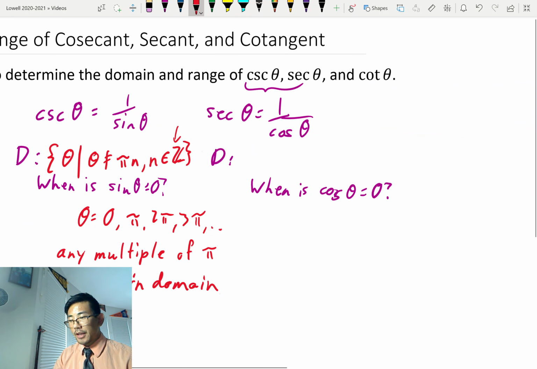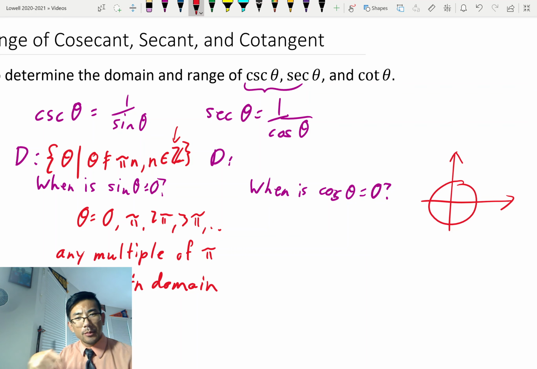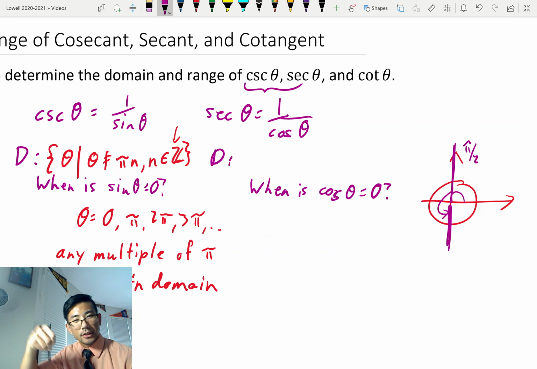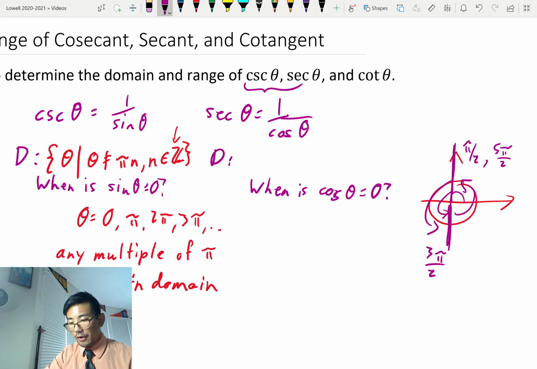If we're trying to figure out the domain of secant, we need to figure out when cosine is equal to 0. So I'll draw another little unit circle here. That would be when the x coordinate is 0, so that would happen right here. That first angle would be at pi over 2, but it would also happen down here at pi over 2 plus another pi, so that'd be at 3 pi over 2. If we keep going, then we'll be at 5 pi over 2, and then 7 pi over 2, and so on.